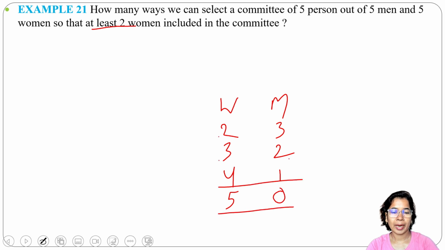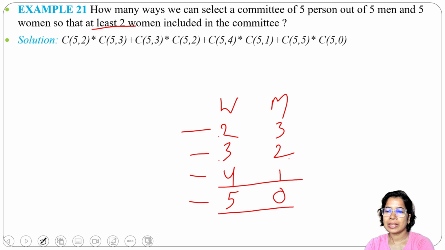Now we need to find these individual cases and add them. So from 5 we'll choose 2 women and from 5 we'll choose 3 men. So C(5,2) multiplied by C(5,3).